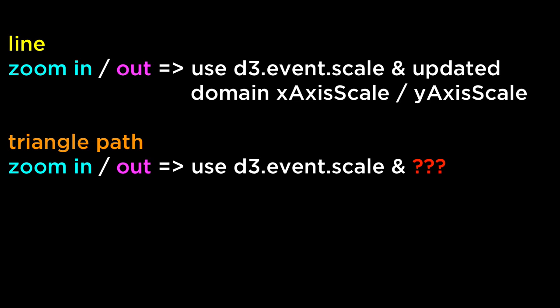We just use the zoom multiplier to get the right behavior for the stroke width. However, for the SVG path mini language, it is a bit harder to figure out how we can use the zoom multiplier or updated domain x and y axis scales. After all, we do not want to start messing around with the SVG path mini language and figuring out how to change it as we are zooming and panning.